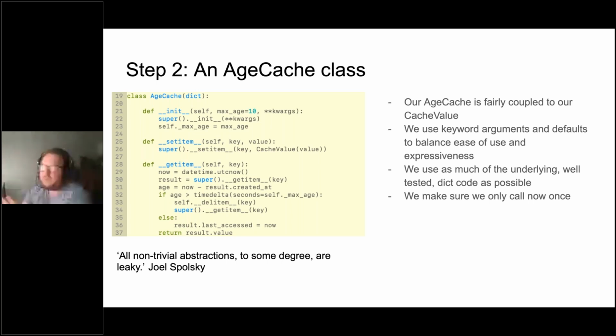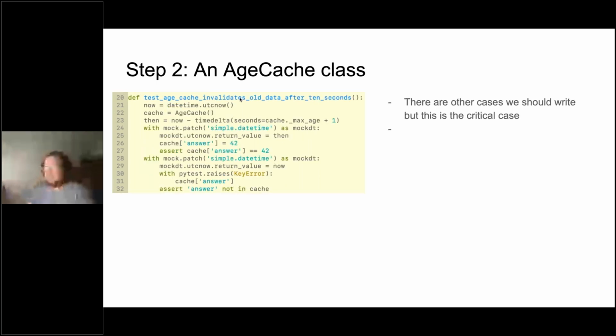And then we update the last access value, because you probably should, and then we return the value from the result. So the caller doesn't even know there's a cache value going on there. It's kind of hidden as an internal implementation detail. You've got a max age, which is overridable up here, which gives us a bit more expressiveness and power. Here's how we're going to test that.